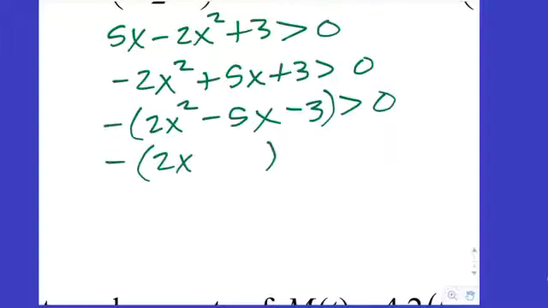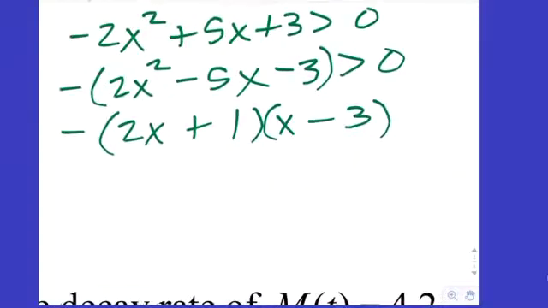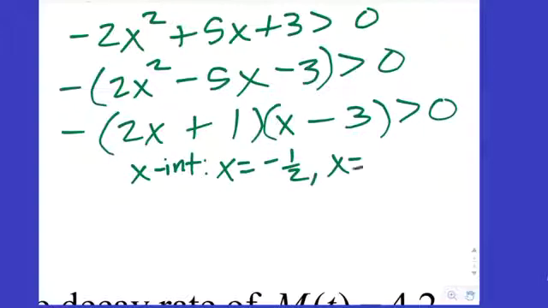It's going to be a 2x and an x, and 3 is prime, so it's got to be a 3 and a 1. Because we want a -5, we need a -3 there and a +1. This is still okay, but you can't set each factor greater than 0. That's where the problem breaks down. But what you could do is find the x-intercepts of the parabola by setting each factor equal to 0. You get x equals -1/2 and x equals 3.